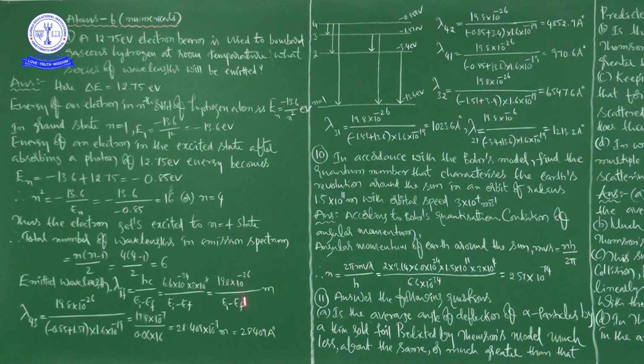See here, same formula: 19.8 into 10 to the power of minus 26 by EI minus EF, right? So for 4 to 2, it is minus 0.85 minus of minus 3.4, into 1.6 into 10 to the power of minus 19. Do the same process, similarly. Finally you will get 4,852.9 angstrom units, okay, right?